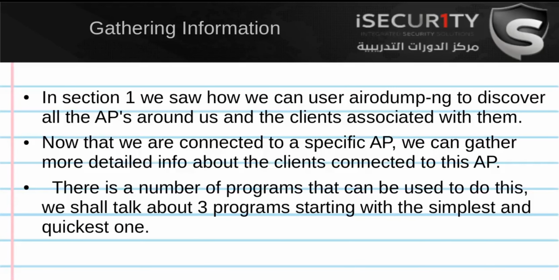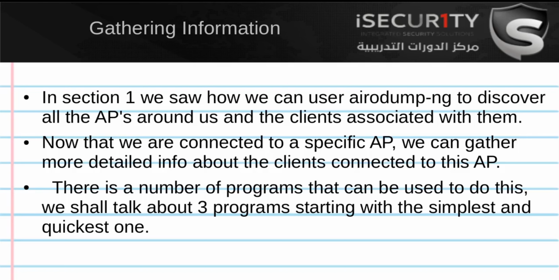The first thing we're going to talk about in section 3 is gathering information. Gathering information about the connected clients and the router is very important because it will help us know their IP address, their MAC address, the operating system that they're running, the ports that they have open in their devices, and for example, for the router, we'd be able to know the manufacturer of the router, and then we'd be able to look for exploits and vulnerabilities that we can use against the router or against the clients if we're trying to hack them.